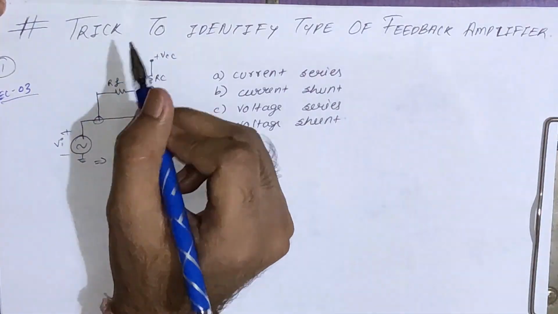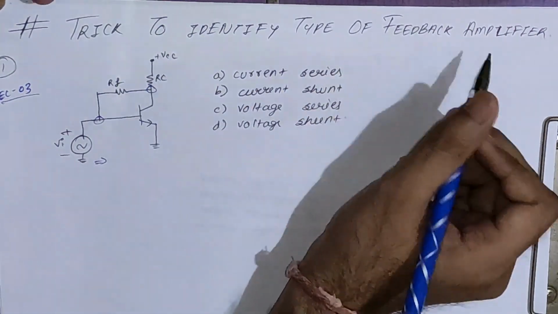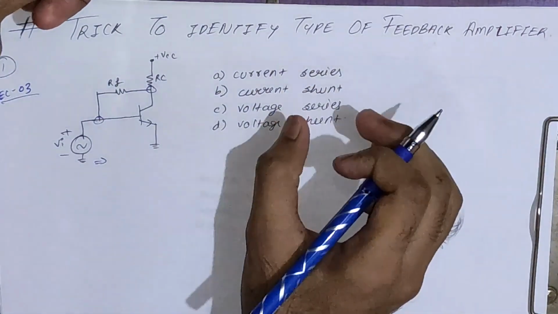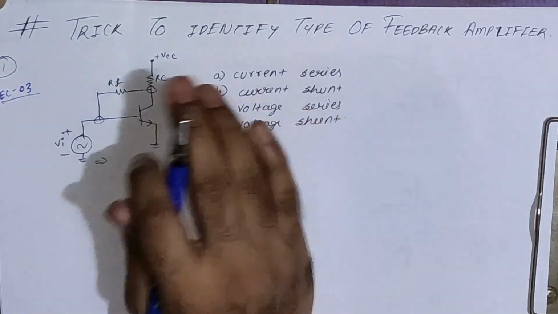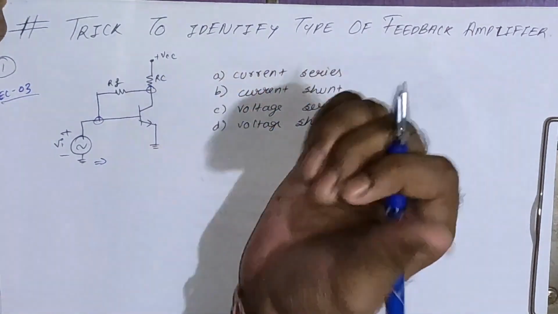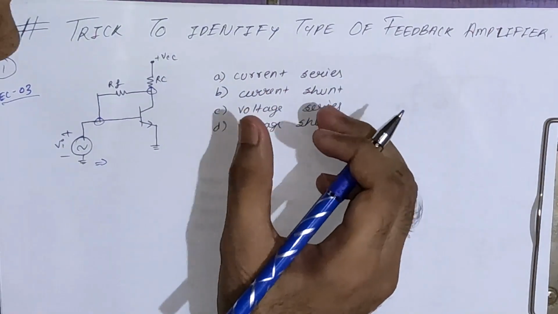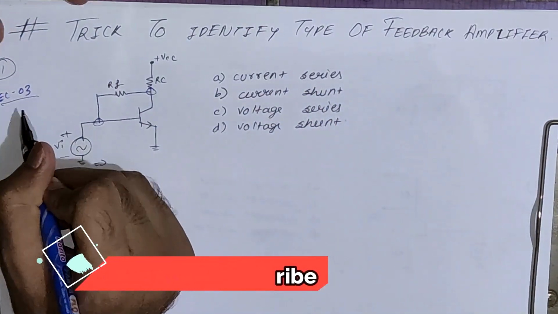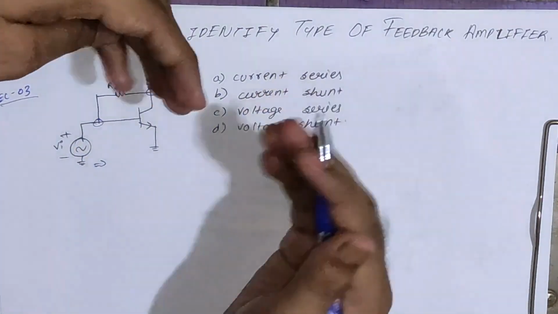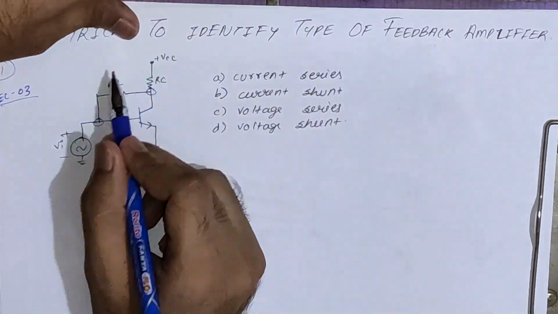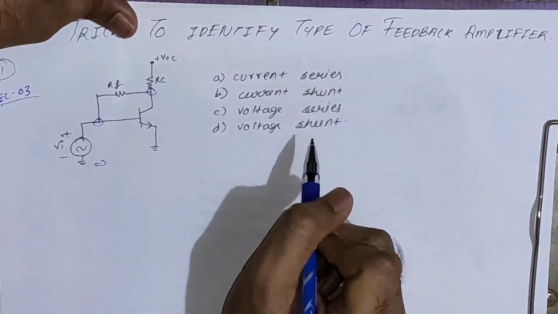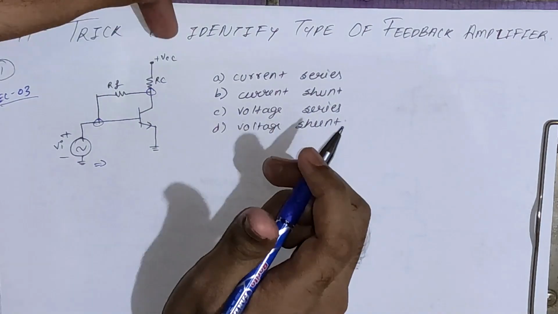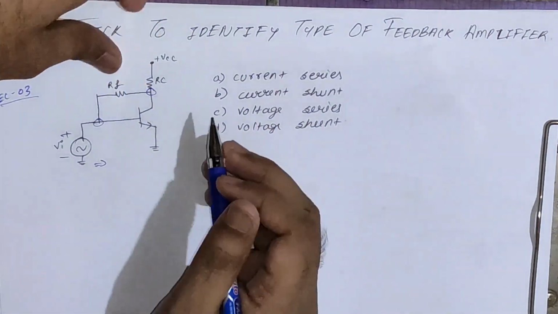Hello friends, today we are going to see the trick to identify the type of a feedback amplifier. Let me tell you, after this video you are going to identify any type of feedback amplifier in just a second. So let's start with the sum, and there only we will see the trick. First sum we have from EC 2003, and we have to identify the type of feedback amplifier. The circuit is given here and the options are here. First take a look at how I solve this sum, and then I will show you the trick.